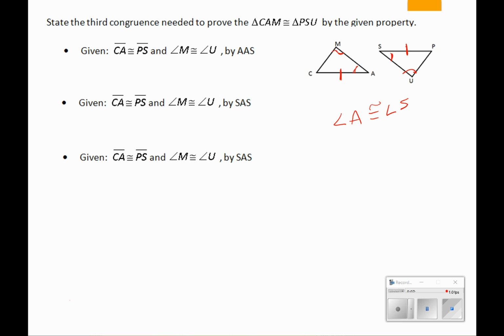And then, because I've got this side here and this angle, I have to have this side congruent. So then I also have to have side MA congruent to side US. So it'd be congruent to here. So now I have a side, the angle, and the side.